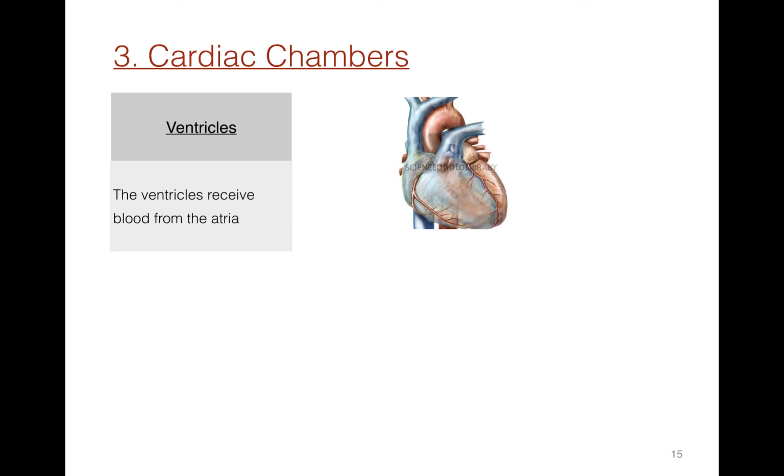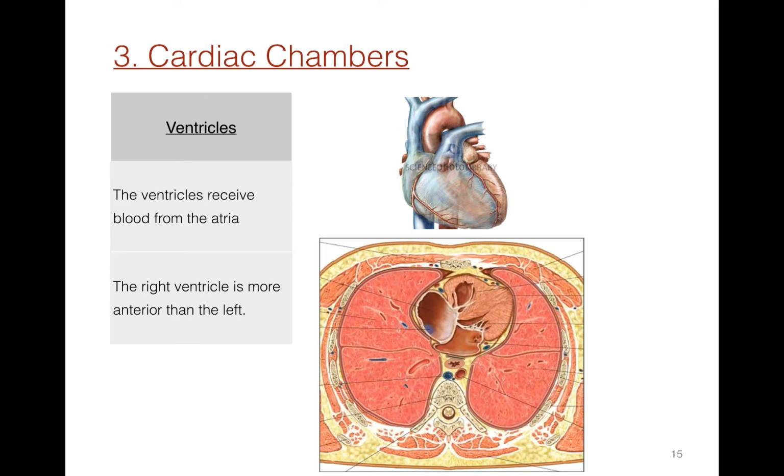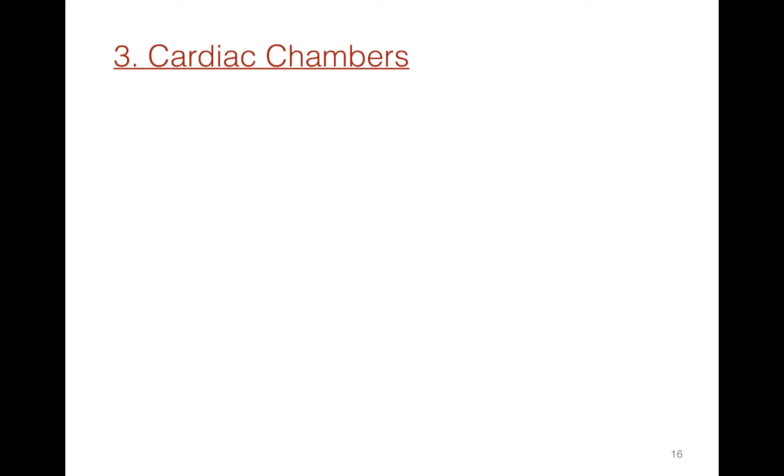Ventricles receive blood from the atria. The right ventricle is more anterior than the left ventricle. The lower image here, which is a cross-sectional or transverse image, as if viewed from below, shows that the top of the image near the sternum is the right ventricle, certainly closer to the sternum, which is anterior, than the left ventricle.